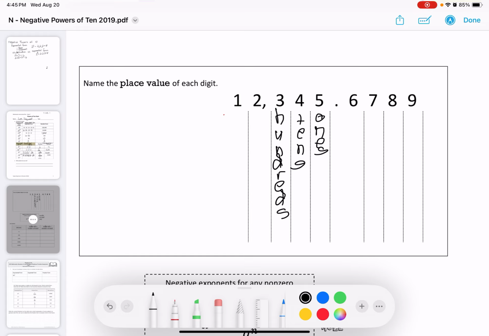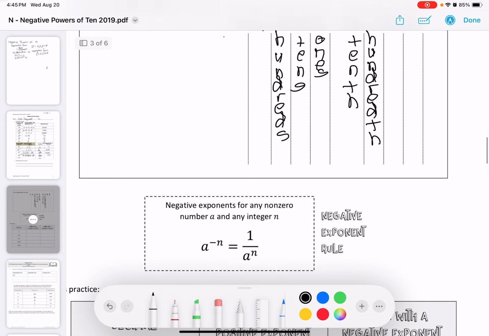After the decimal, here is where your fractions come in. So that 6 is a tenth, with a TH. That 7 is a hundredth, with a TH. And that 8 is a thousandth, with a TH.